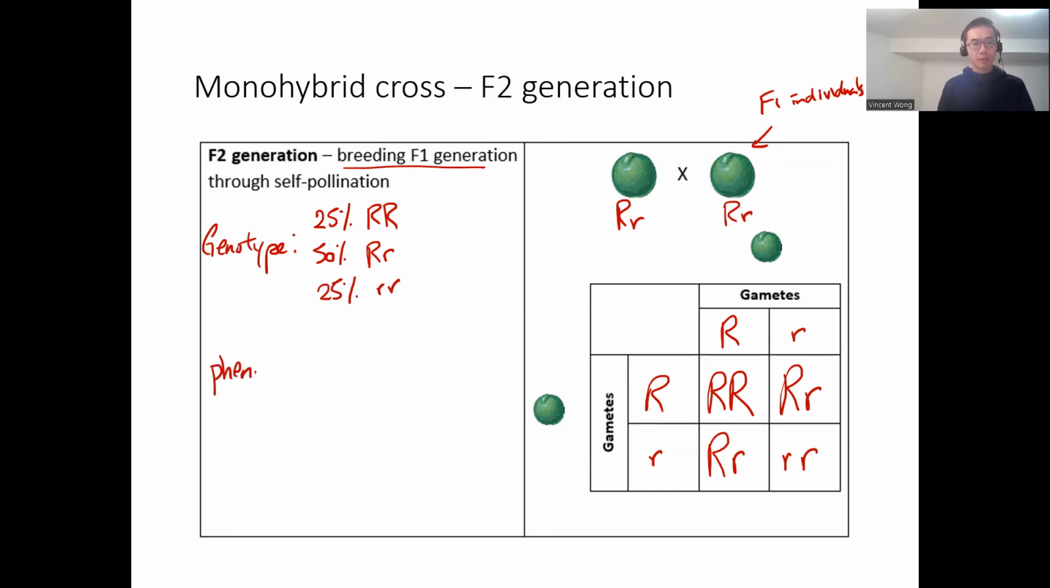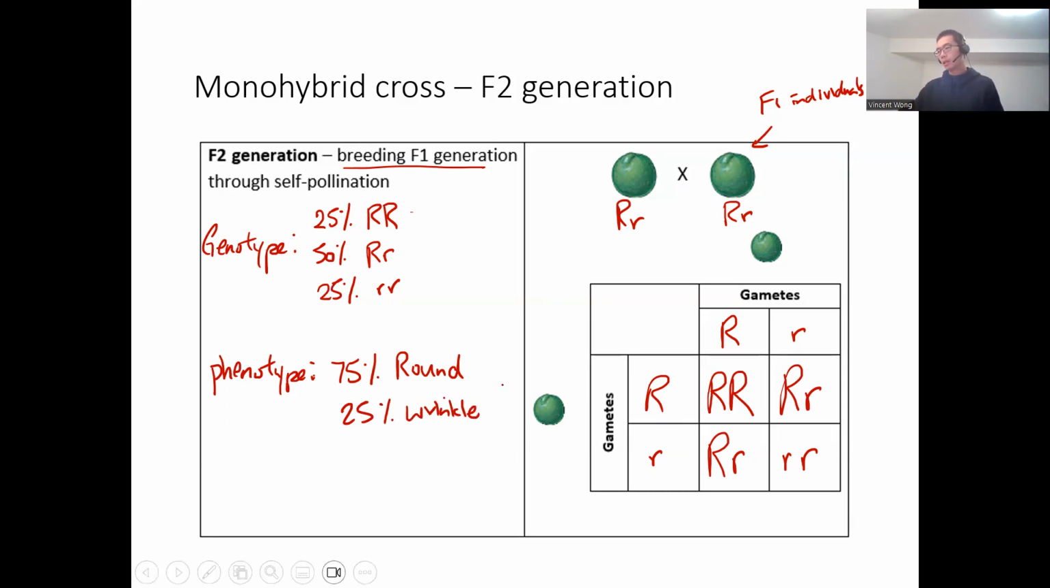Now, phenotype is a little bit different. They are not always the same answer. Big R, big R is round. Big R, small r is also round. So together, there is a 75% chance that it's going to be round. And a 25% chance it's going to be wrinkle. Any questions?